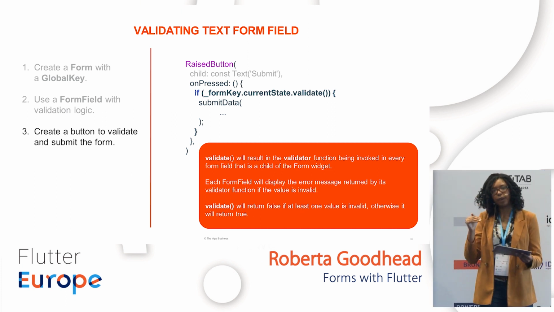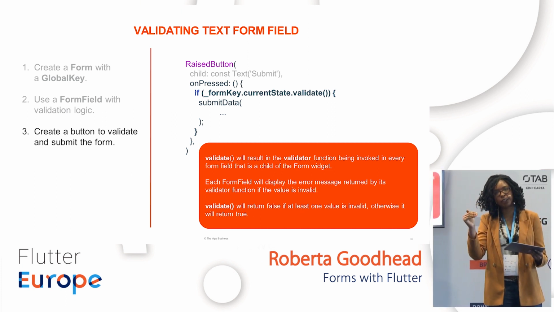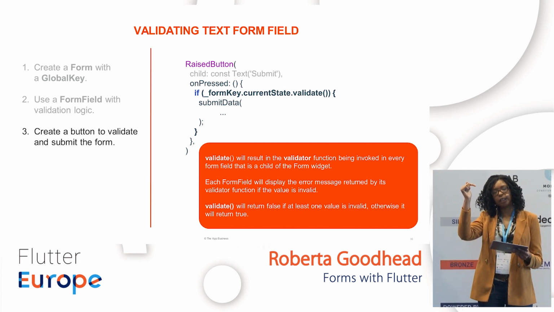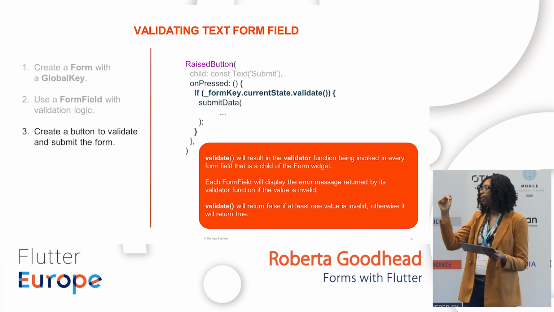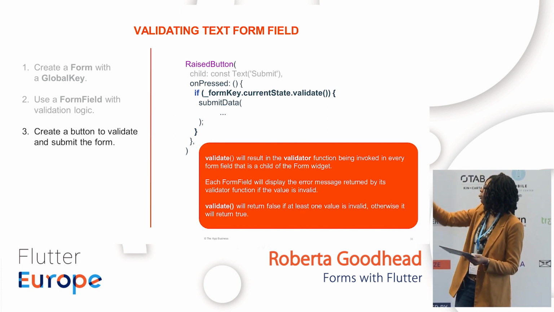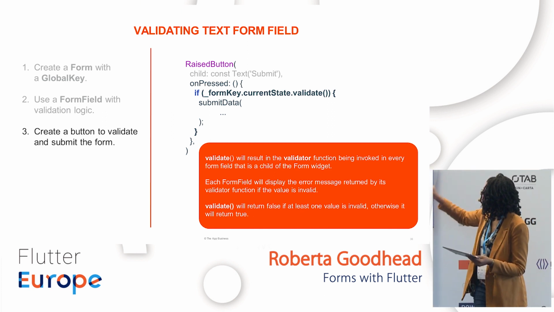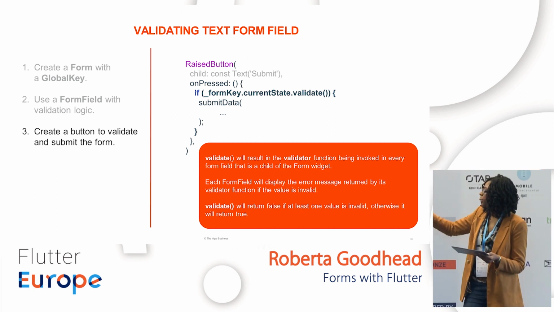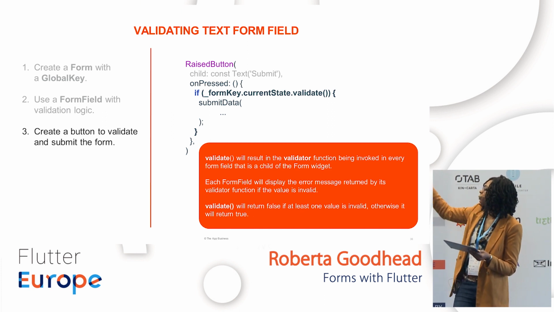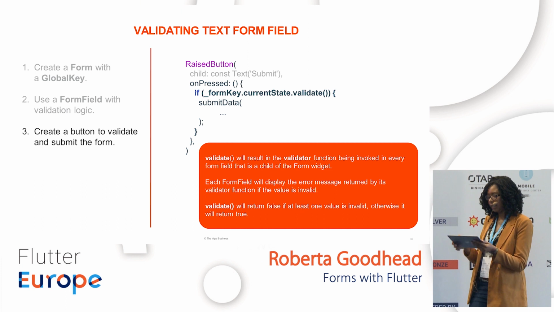So it's at that point that the error message is displayed in the text field, and if at least one of those fields is invalid, this form key function here will return false. Otherwise, if every field is valid, then it will return true, and then you can go ahead and proceed and submit the data.